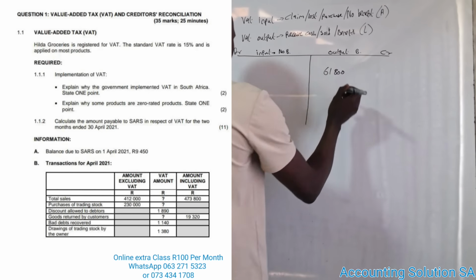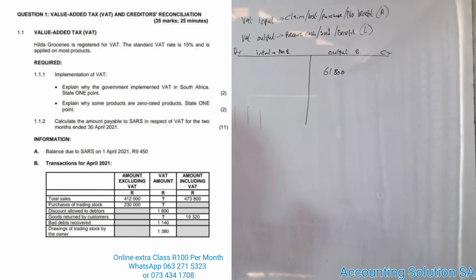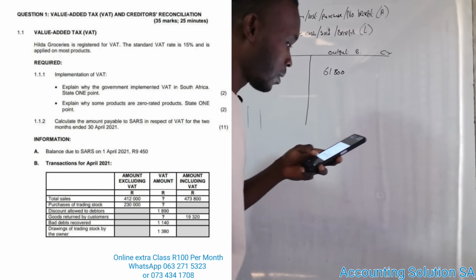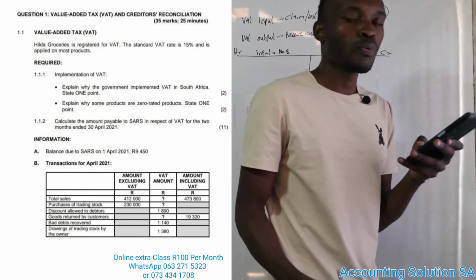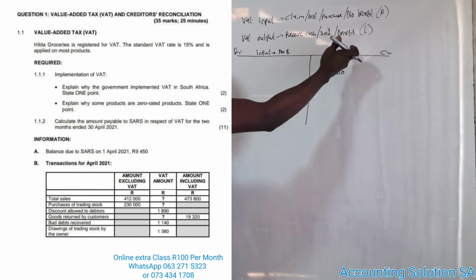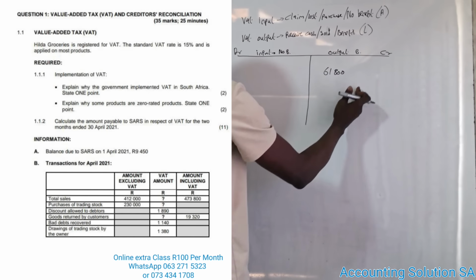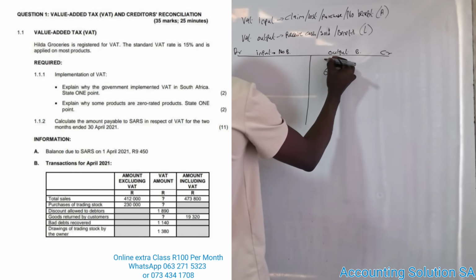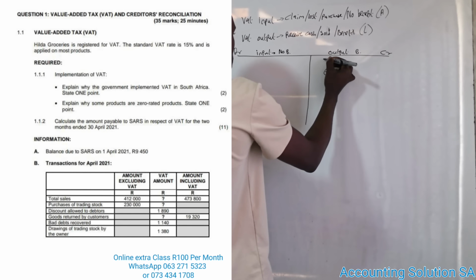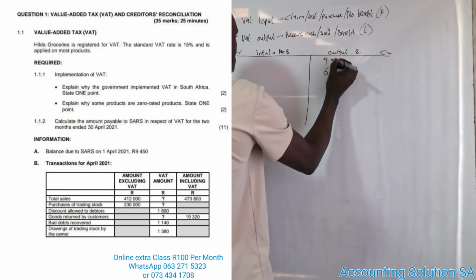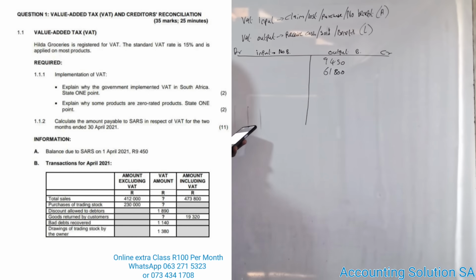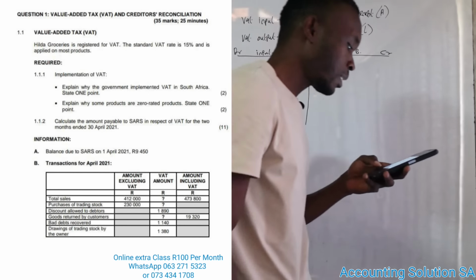61,800. Okay, remember, guys, under number A, they say balance due to SARS. We owe SARS, which means that if we owe SARS, the output is a liability, which means that our opening balance is on this side, it is 9,450.